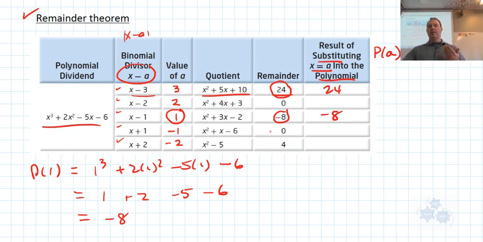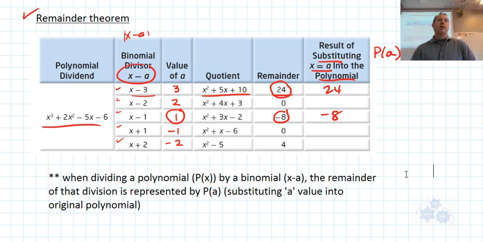It tells us that the remainder theorem says that if you substitute x equals a into the original polynomial, you will always get the remainder when you divide by the binomial x minus a. So I'm just going to write that out for you so you can read it, and that's the remainder theorem.